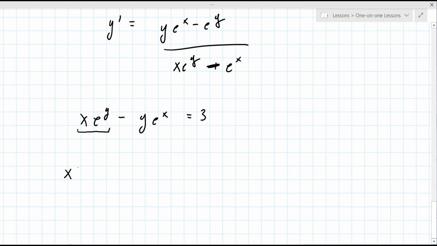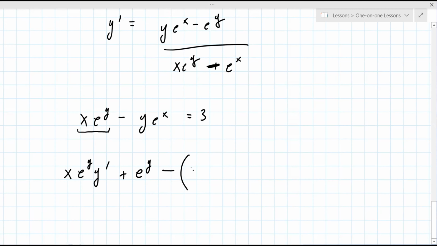So it's x e to the y prime plus derivative of the first, which is 1, so we don't have to write that. Keep the second, e to the y, minus. Now, we know this is product rule, so I'm going to put it in parentheses here.